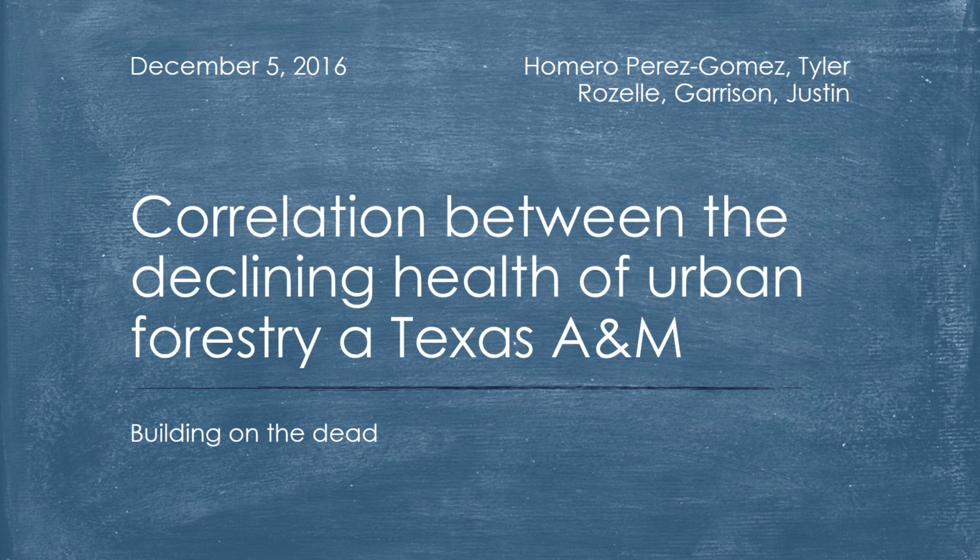So for this project, we're going to be talking about a correlation between the decline in health in urban forestry at Texas A&M. Basically, we're going to try to prove that there's some sort of link between the decline in health in trees on Texas A&M campus and construction efforts. And we're going to use GPS data to collect some points and identify or mark those trees.